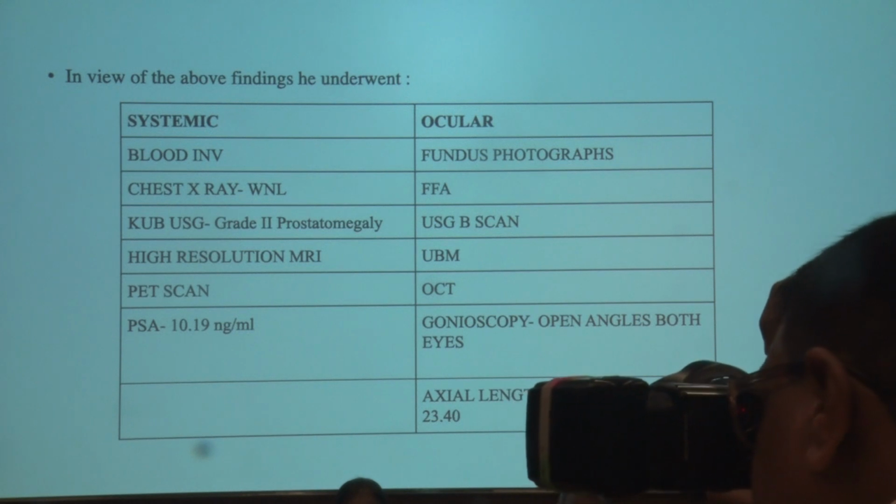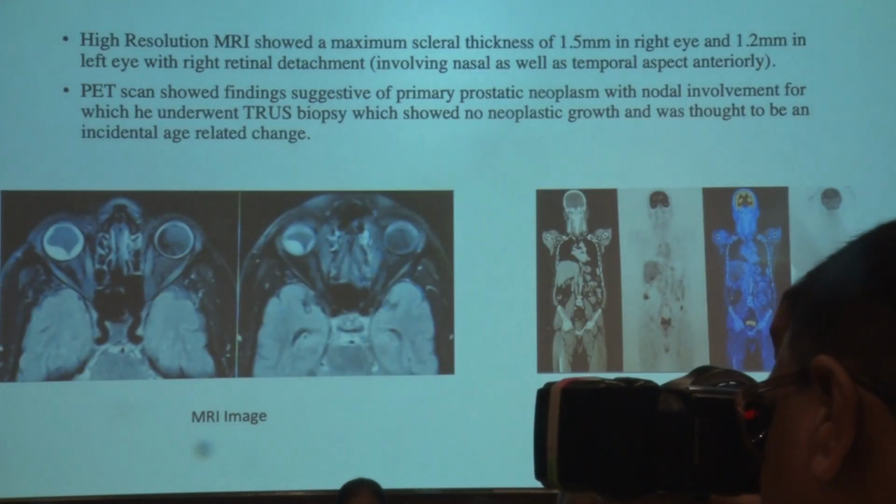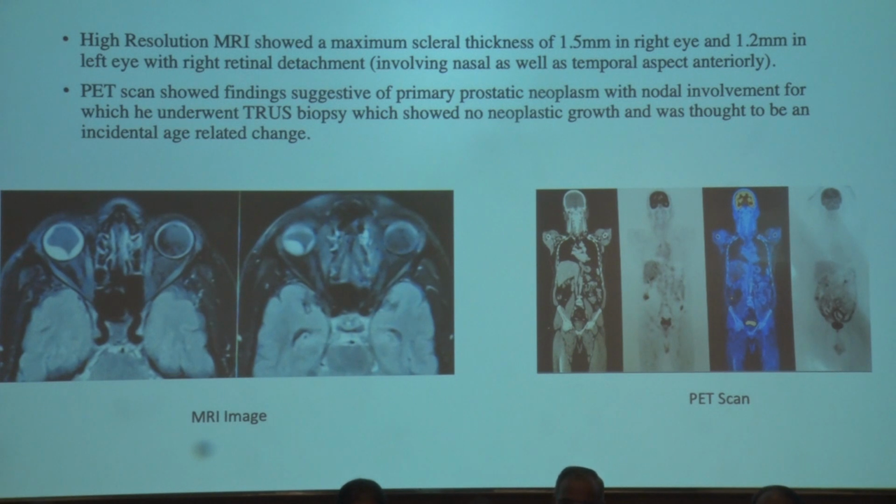So we suspected that it's probably a metastasis, and he also underwent a PET scan. In the PET scan he showed features suggestive of a primary prostatic neoplasm with nodal involvement. So he was referred to a surgeon where he underwent a TRUS biopsy, but he showed no neoplastic growth on the histopathological report, and it was found to be an incidental age-related change.